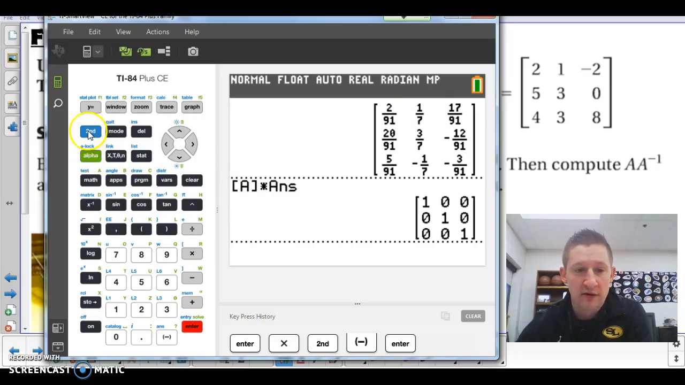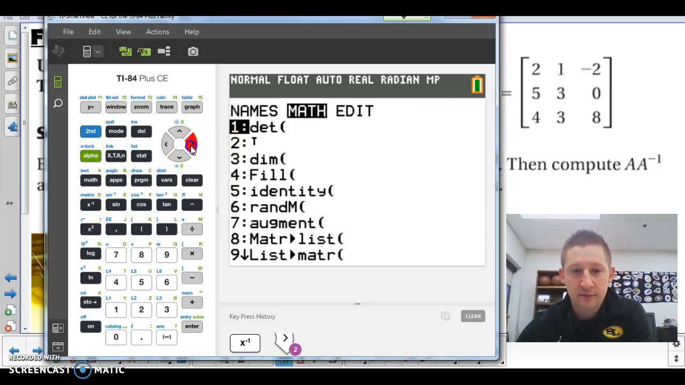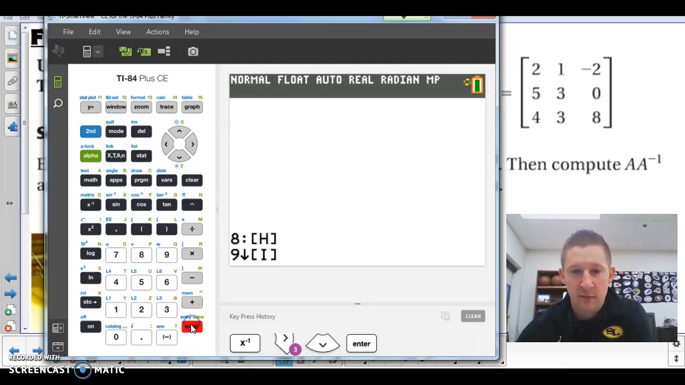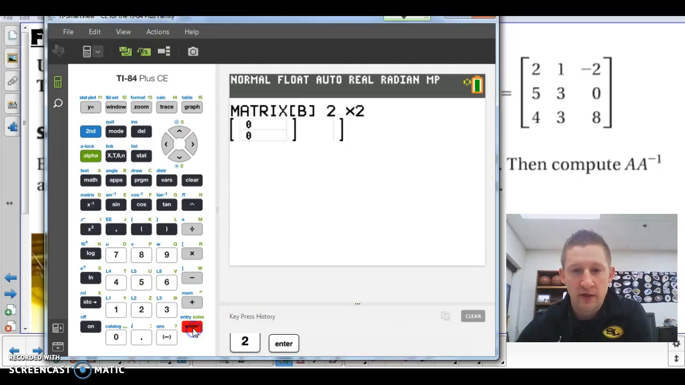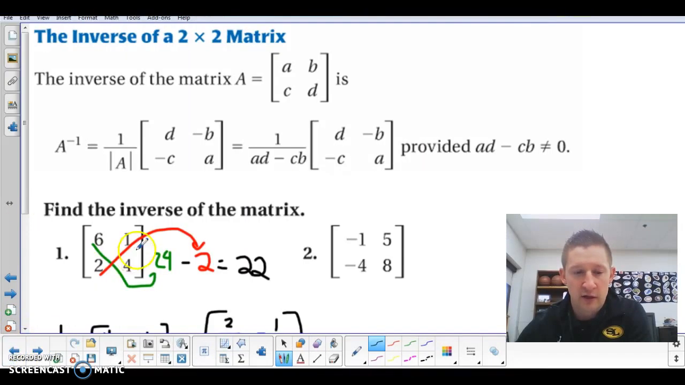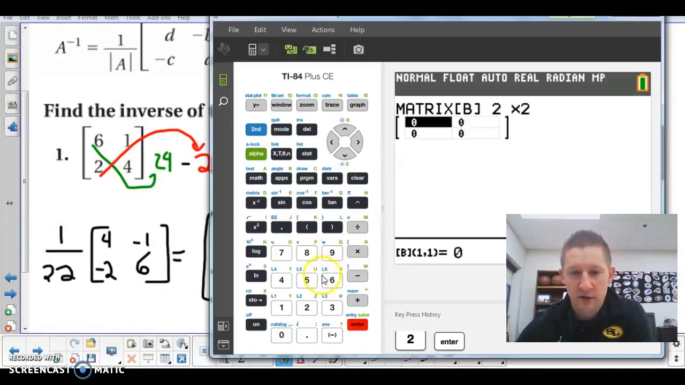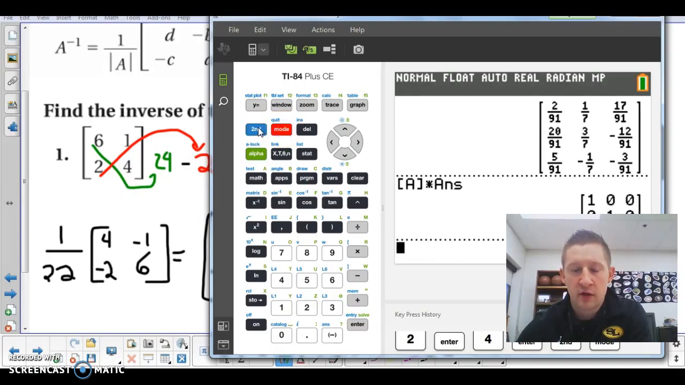If you want to do a 2 by 2, we'll just take a peek at it. So I'd edit a matrix first. I'll edit matrix B, and we'll make it a 2 by 2 matrix, and then we'll fill in the elements. I'm going to go back here and pick out the same one that we just did. 6, 1, 2, 4 are our elements. Quit to go to the main screen.